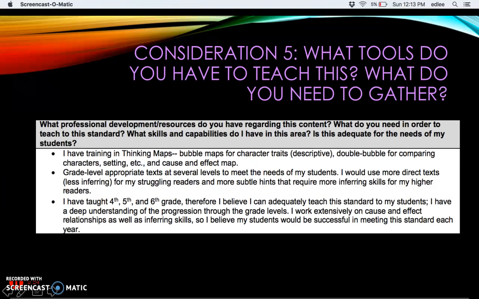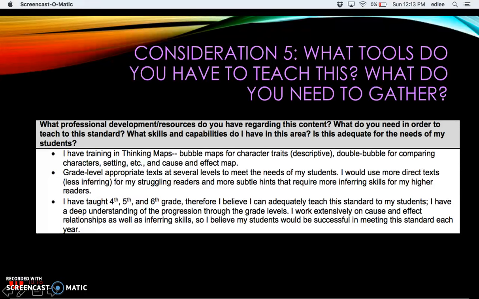After you have thought through all of the key content and language that students will need to be successful with the standard, the last step in the process is to think about instructional implications and planning implications. Questions you might ask yourself are, what tools do you have to teach this? Or what do you need to gather? What do you know about your students? What do you know about yourself?